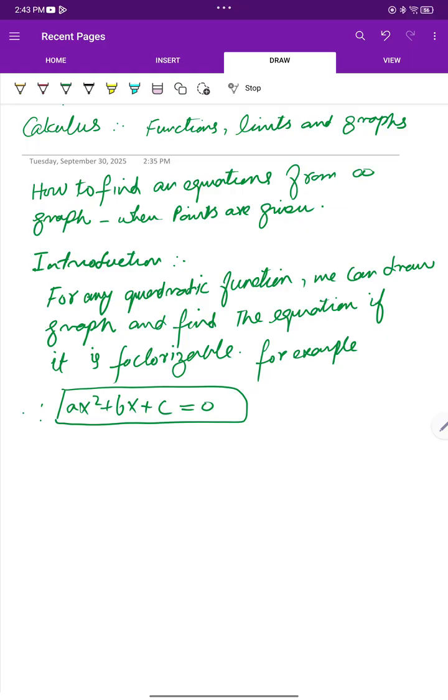So let's start with an introduction. For any quadratic function, we can draw the graph and find the equation if it is factorizable. For example, the general form of a quadratic equation is ax squared plus bx plus c equals 0. This is the general form. So let's take an example.